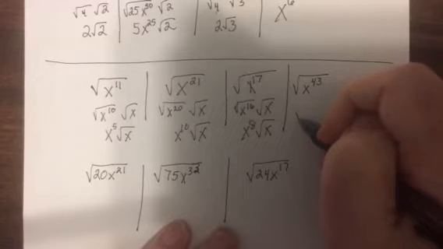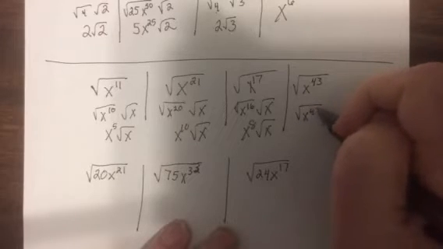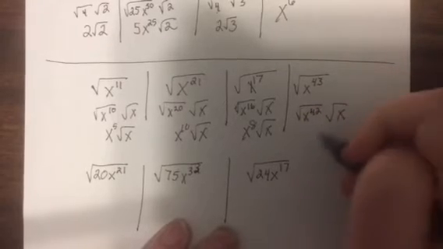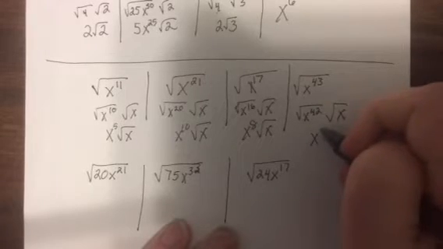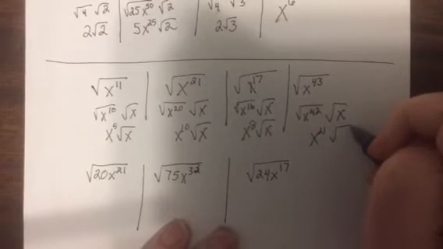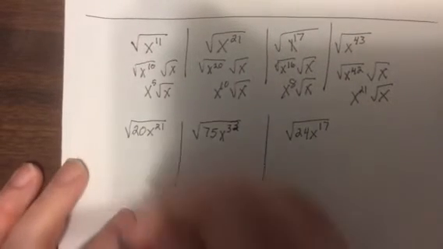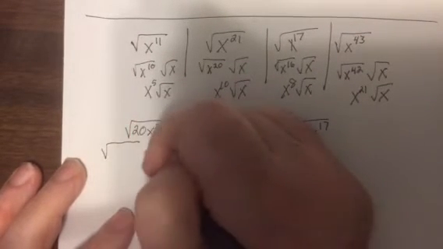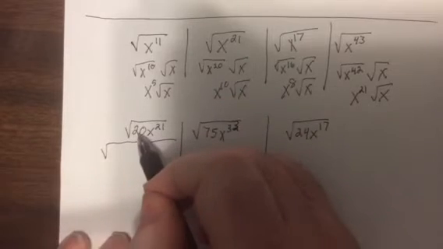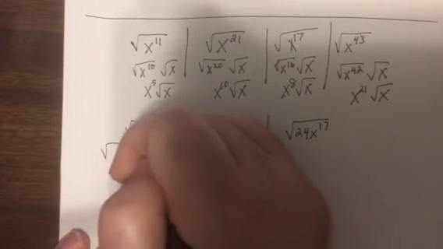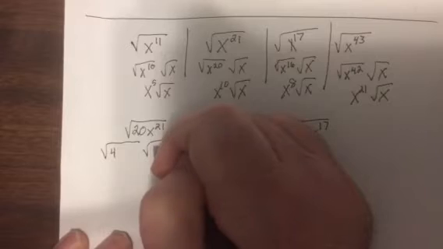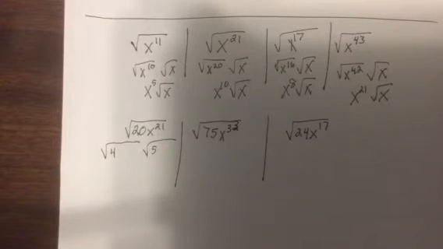x to the 43. So we've got to break it up. x to the 42, x. And that is 21. 42 divided by 2. Now, if you have numbers with it, then you've got to break it up into 2 parts. What perfect square goes into 20? Well, that would be 4 and 5, because 4 times 5 is 20. And 2 times 2 is 4. 2 squared.